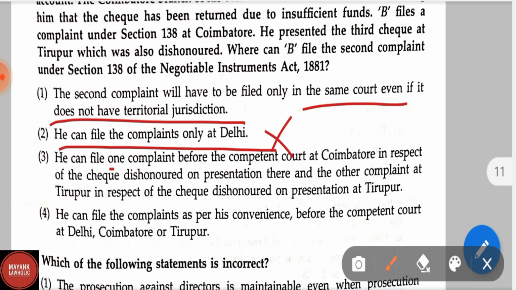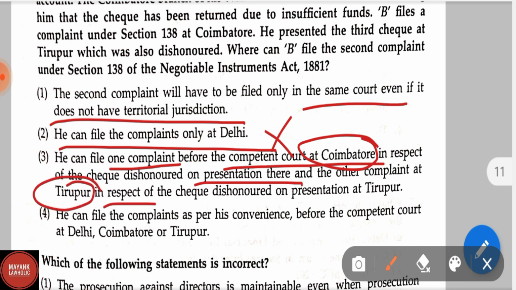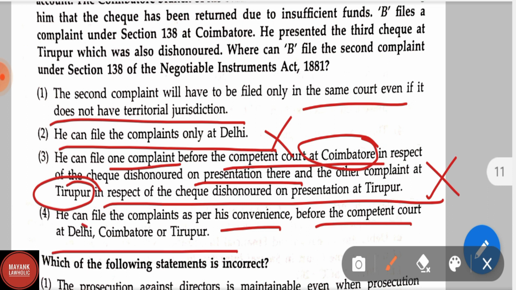Option 3: he can file one complaint before the competent court at Coimbatore in respect of the check dishonored on the presentation there, and the other complaint at Tirupur in respect of the check dishonored on the presentation at Tirupur. This is not the right answer. Option 4: he can file complaints as per his convenience before the competent court at Delhi, Coimbatore or Tirupur. Again, Delhi is given here, otherwise this could have been the right answer, but option 1 in the given options is the correct answer. The second complaint will have to be filed only in the same court even if it does not have territorial jurisdiction.